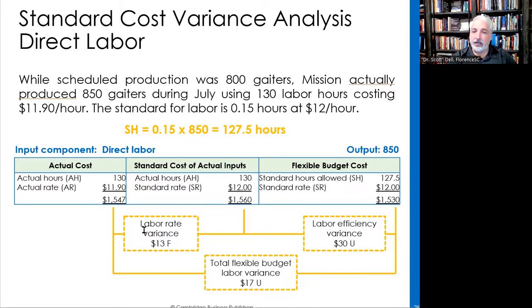And so we have a labor rate variance, which is based on the hourly rate, and a labor efficiency variance. How efficient were our laborers in producing the goods? Did they take more time or less time, more hours or less? In this case, we had a $13 favorable rate variance. We were paying $11.90 instead of $12, but we had an inefficiency: we used more labor hours than we thought we would. And that netted out to an unfavorable $17.